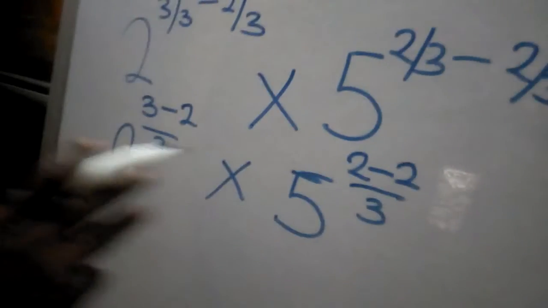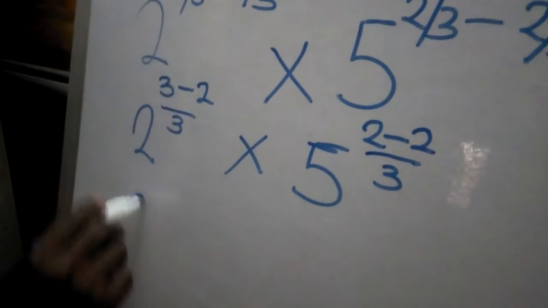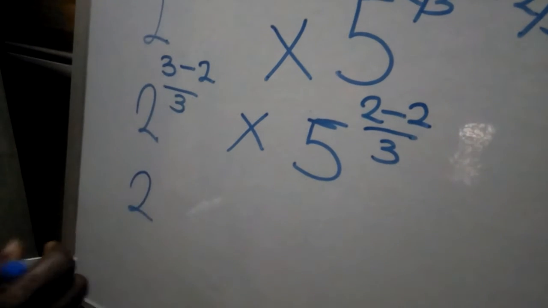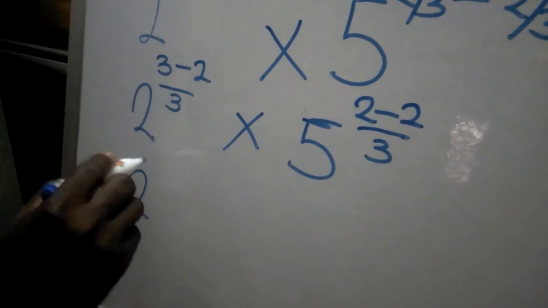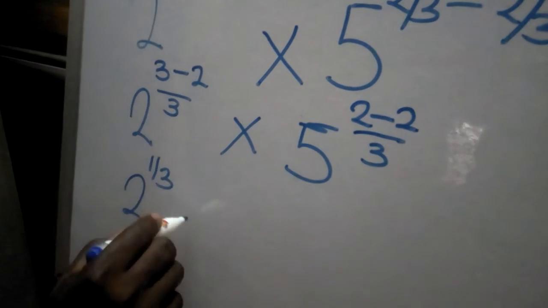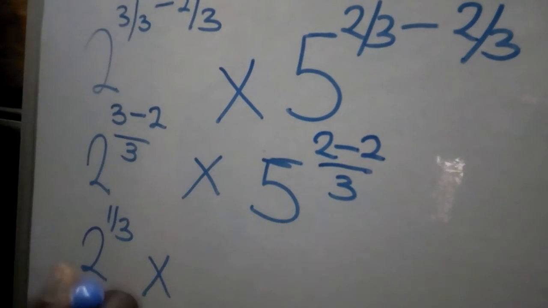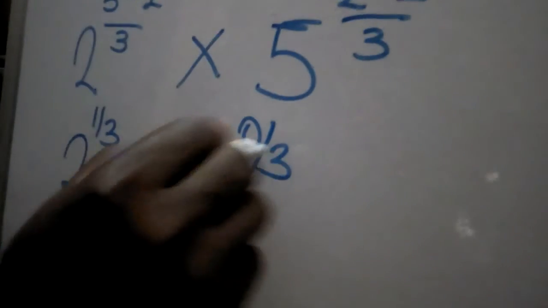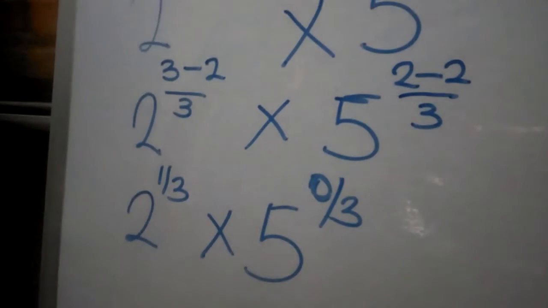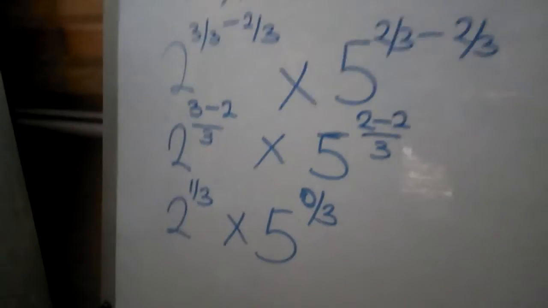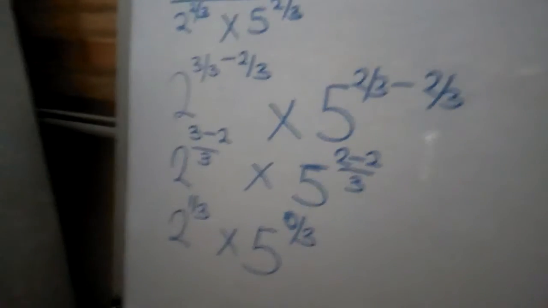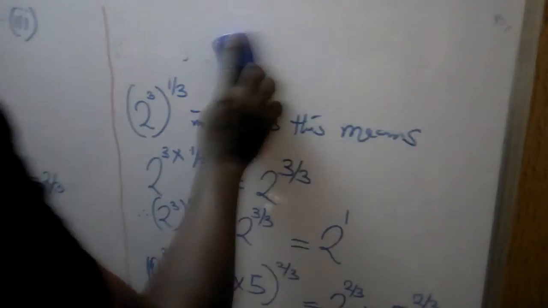So we now have further solving. You have 2, this minus this is what? It is 1. We now have 1 all over 3 multiplied by, this time, this minus this is 0. So you now have 5 to the power of 0 over 3. This is what you now have. That's what you have. The further expression will give you this.